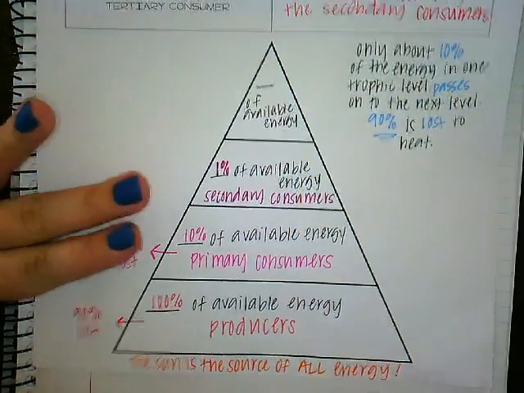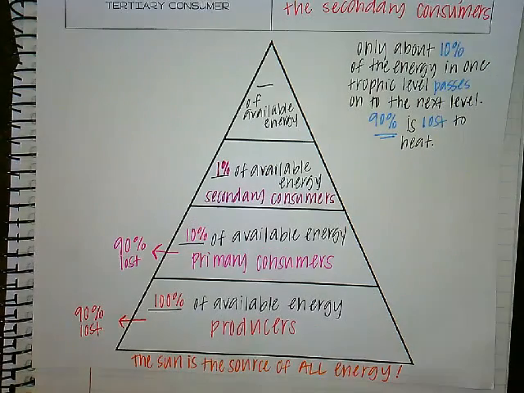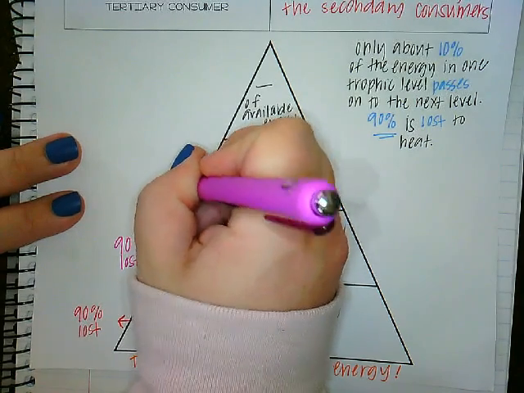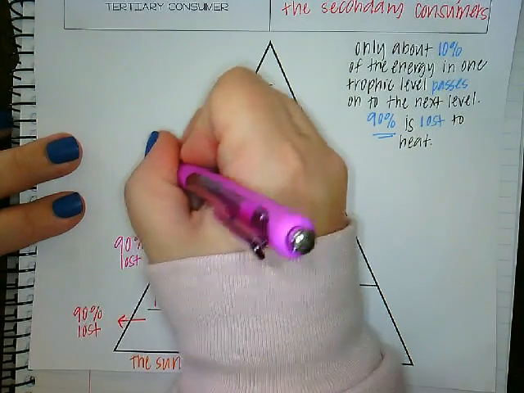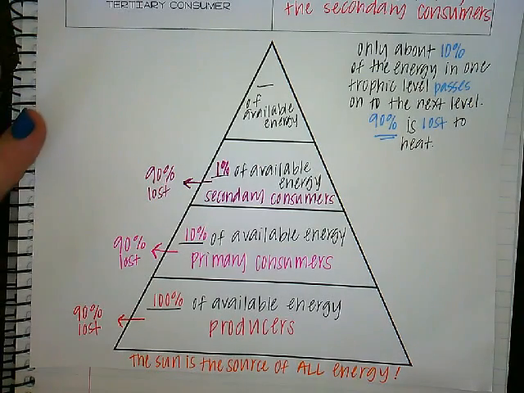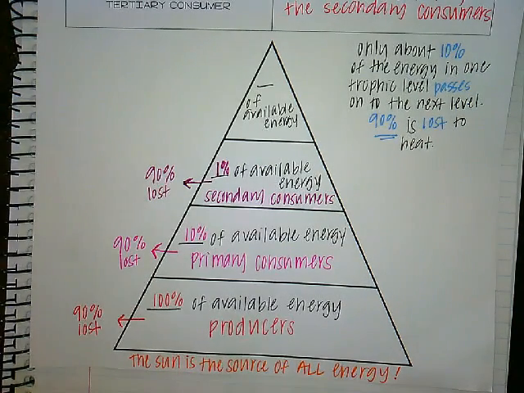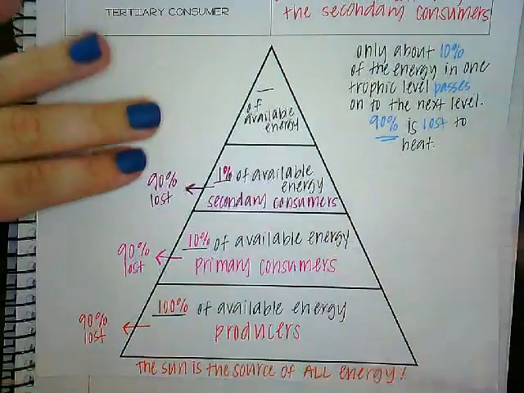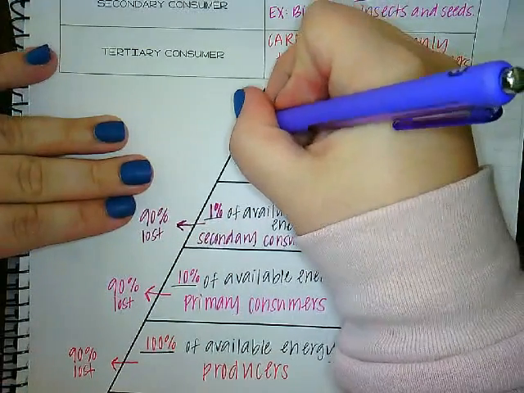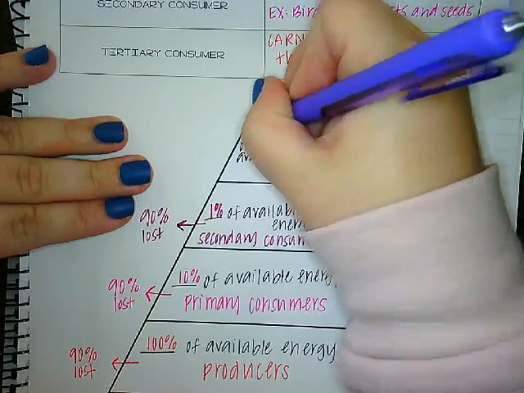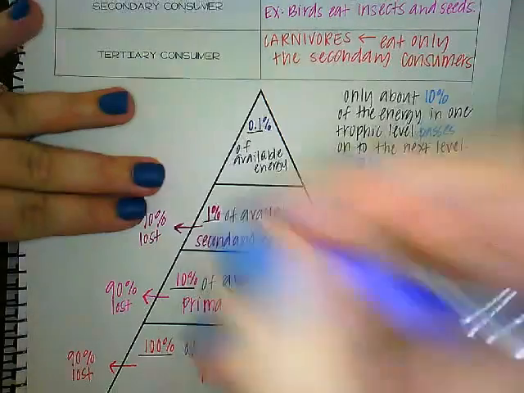consumers. Secondary consumers. All right. And of course, I'm sure you figured out our pattern by now. You're going to lose 90% of that. So 90% is lost there, which means we are moving on. If 90% of your 1% is lost, then you are left with 0.1%.